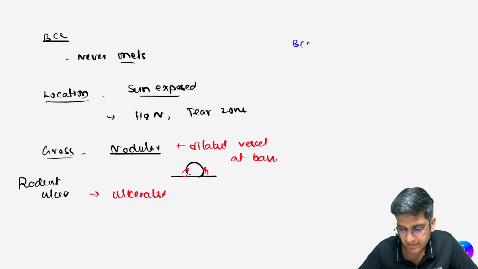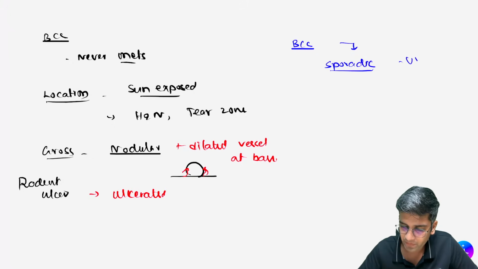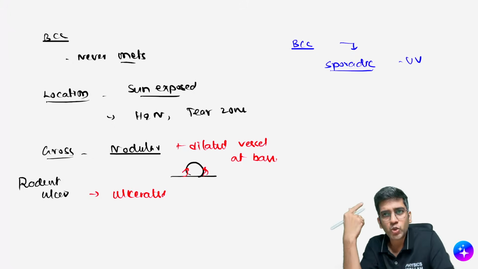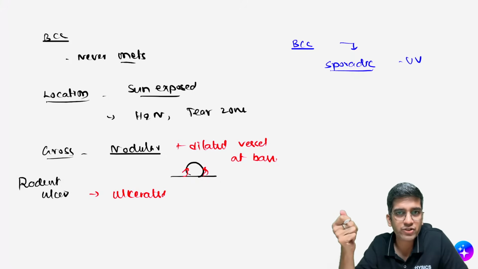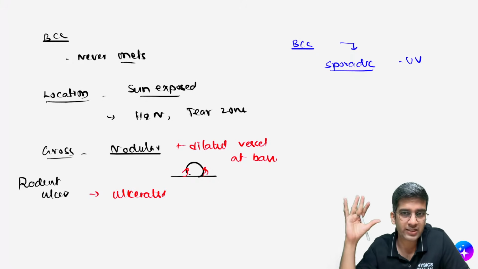BCC again is the same as any other cancer. I have sporadic causes. Sporadic cause by default is UV rays, UVB. You know how UV rays cause cancer. UV causes pyrimidine dimers. Pyrimidine dimers untreated are going to cause lots of mutations which cause cancer, right?